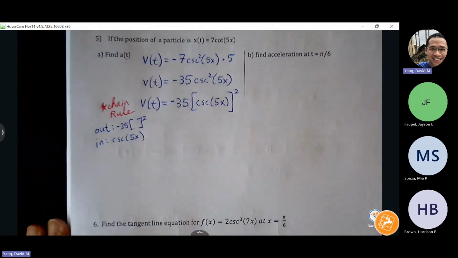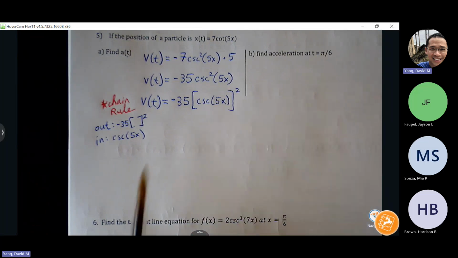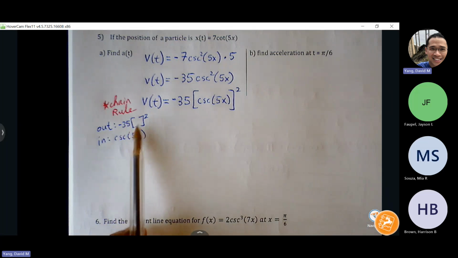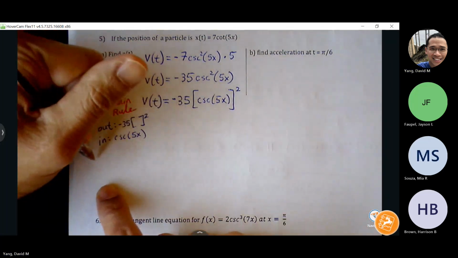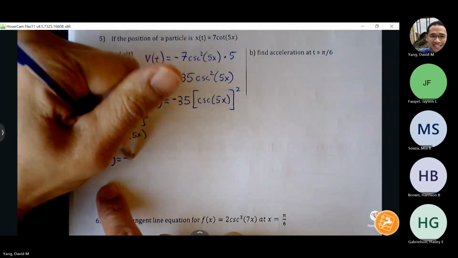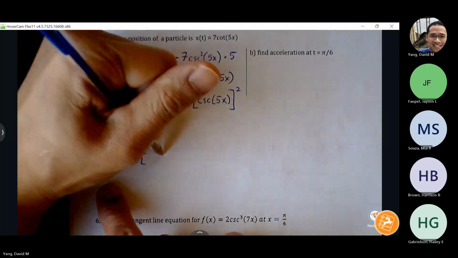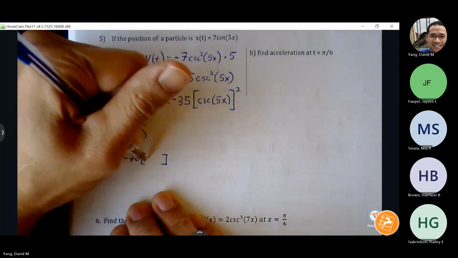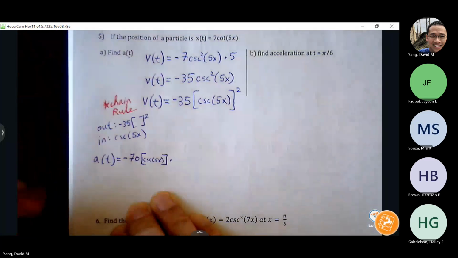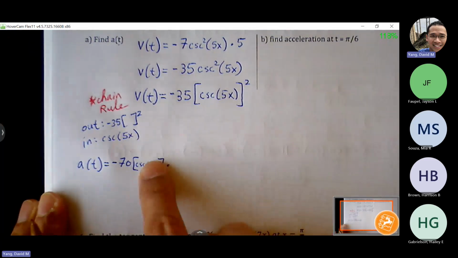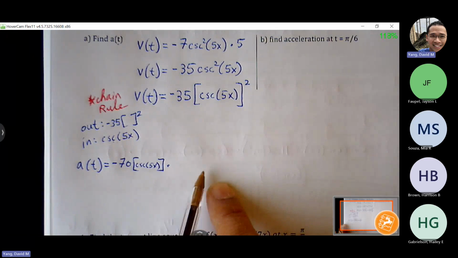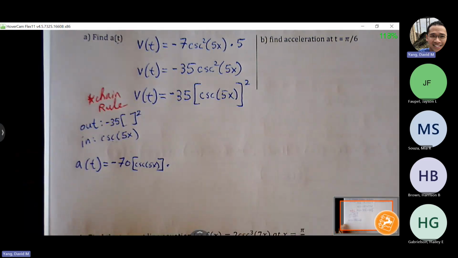All right, we take turns with each portion to build the derivative. -35 bracket square, we go through power rule. That becomes -70 bracket to the first power. So we're done with the outside portion's derivative. Now ready for the inside. Cosecant u becomes negative cosecant u, cotangent u times u prime.